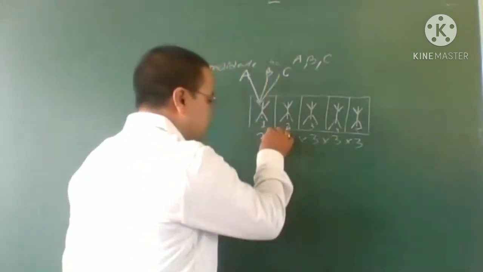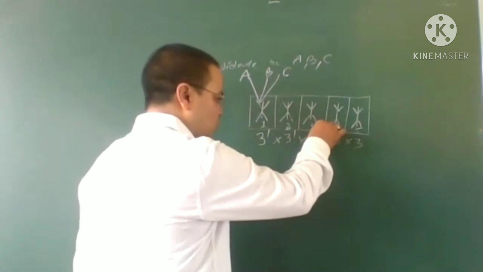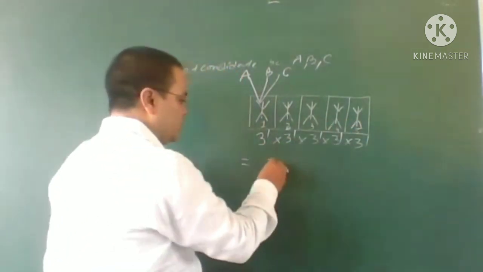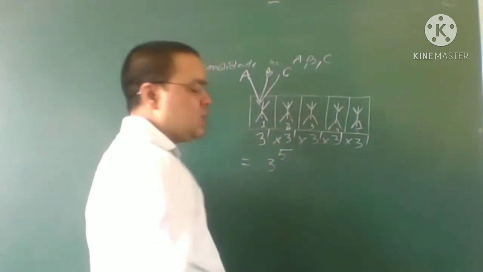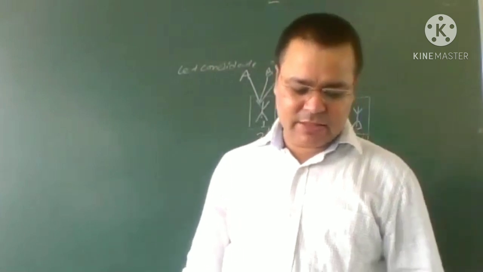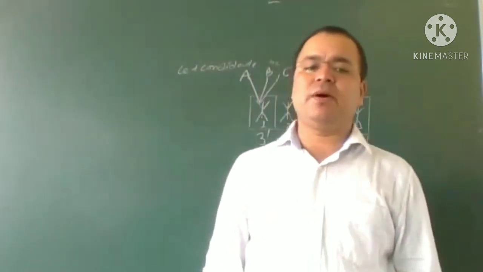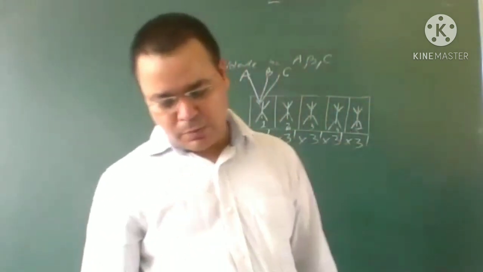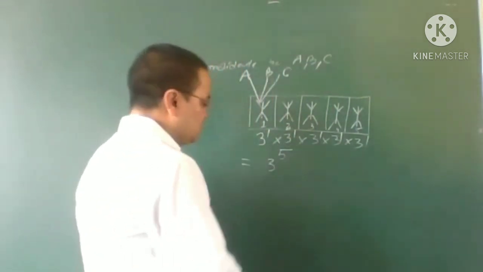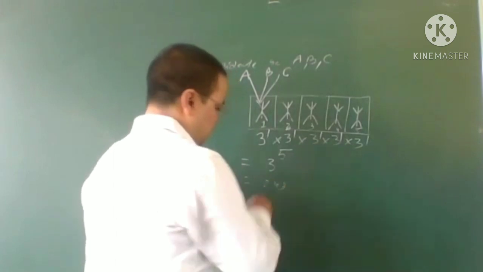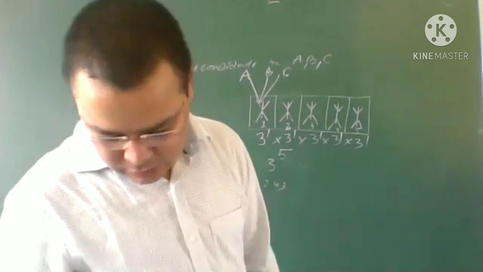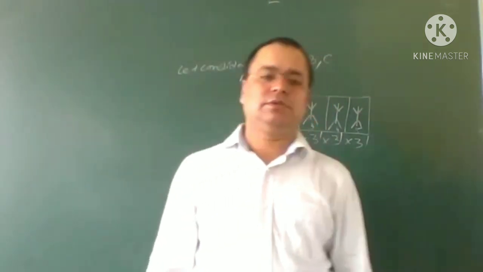Multiply 3 raised to the power 1, 3 raised to the power 1, 3 raised to the power 1. Base same, exponents will be added. It will be 3 raised to the power 5. It means the total number of choices is equal to 3 raised to the power 10. Sorry, 3 raised to the power 5. And 3 raised to the power 5 is what? That is 243. Okay, this is 243.